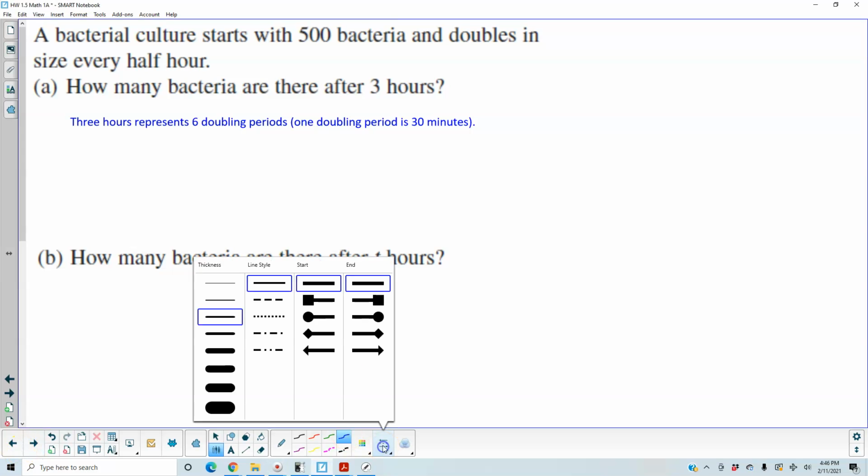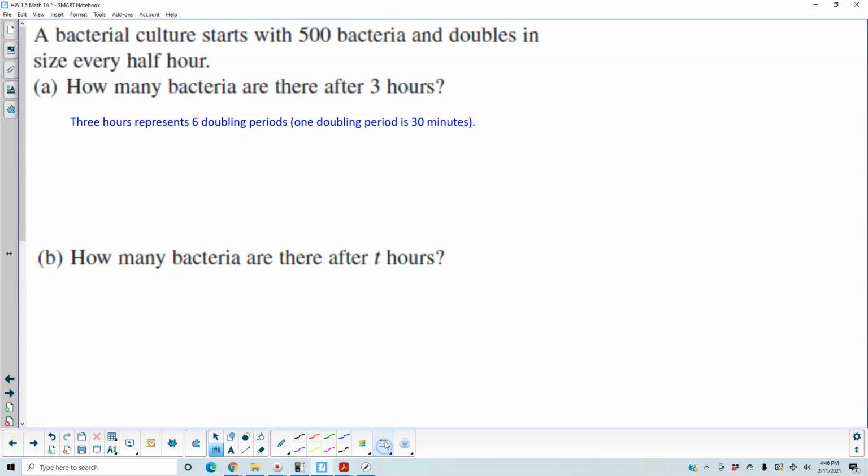So if we want to know how many bacteria there are, that means that Y is going to equal the initial population, which is 500, and we're going to multiply that times 2 to the power of 6, which is equal to 32,000.